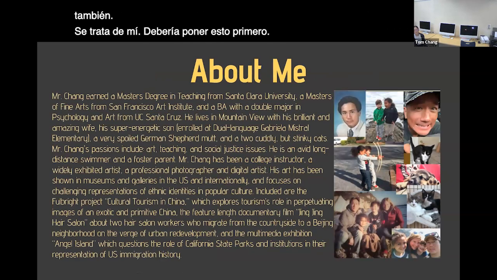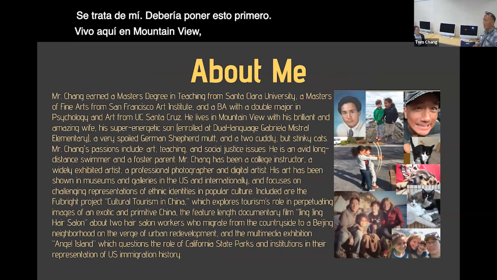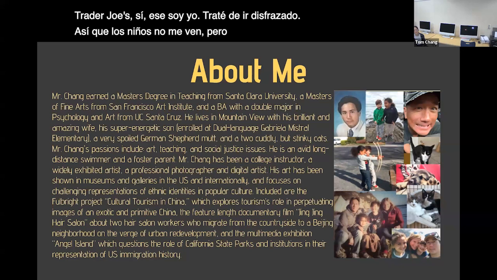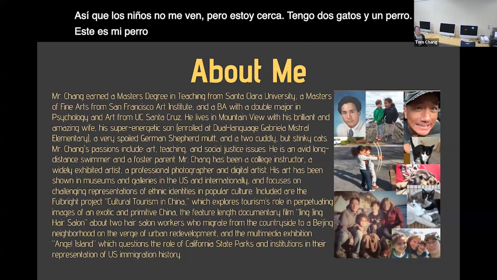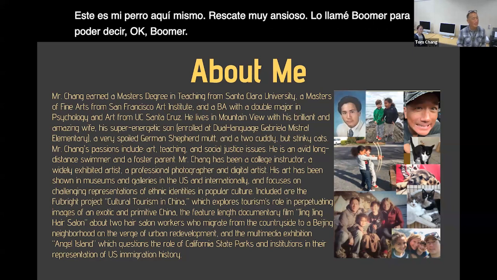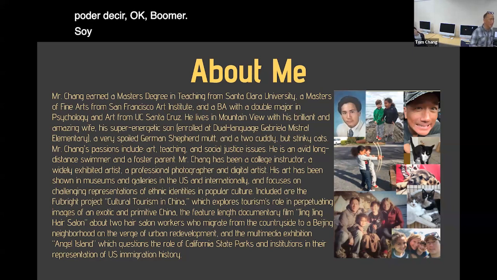Right here in Mountain View. So if you see me at the farmer's market or Trader Joe's, yes, that's me. I have 2 cats and a dog. This is my dog right here, very anxious rescue. I named him Boomer so that I could say, okay, Boomer. I'm a foster parent. I love to swim.